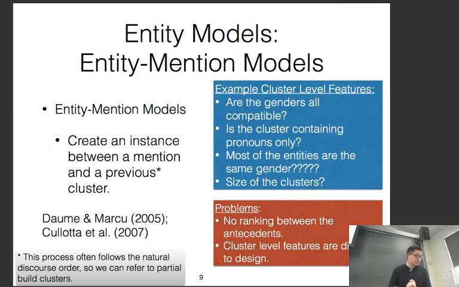The problem of an entity mention model is that there's still no ranking between the antecedents. So given the mention, there are 3 clusters before you. Which cluster is more important, we don't know. So this is a ranking problem. And then cluster features are actually hard to design, like most of the entities are female. That's a very hard feature to define.